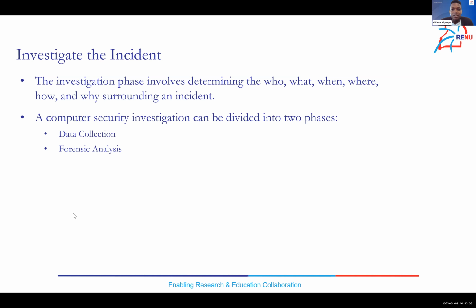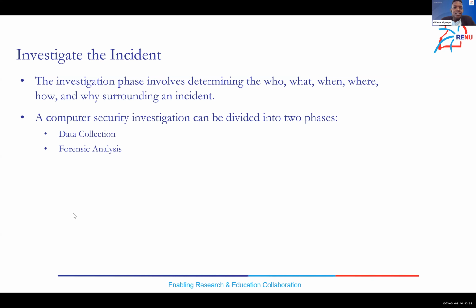When were the marks changed? In which system were they changed? How were they changed? The why surrounding an incident, why the results were changed. So it's very important when you're investigating an incident. And this stage is usually split into two mini phases, which are data collection and forensic analysis. First, you have to collect your data and then analyze it to make sense out of it.